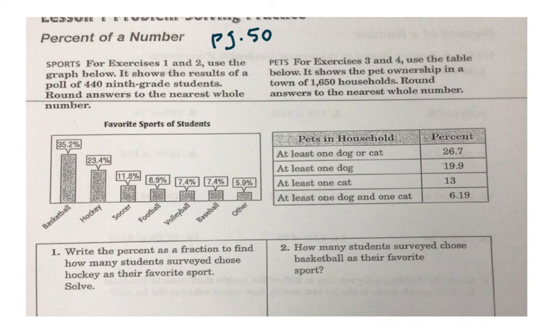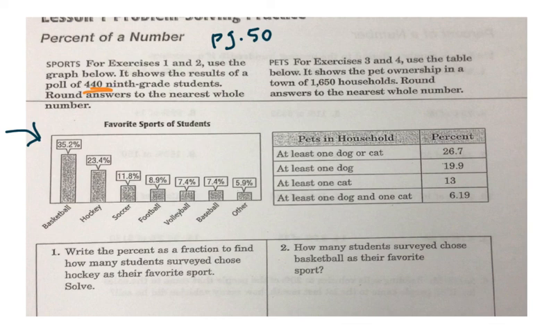We're just going to look at that. So this is the graph I'm looking at right there. It looks like we have all the percentages. It says write the percent as a fraction to find how many students surveyed chose hockey as their favorite sport. We know that the total is 440 ninth grade students. So that's our total number of students that were surveyed, or polled.